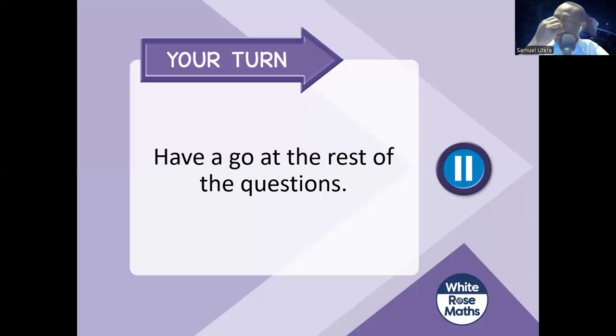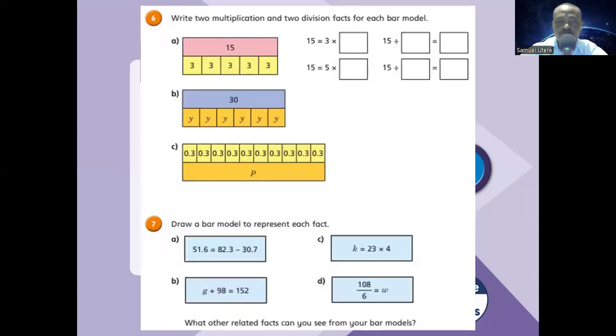Okay. What we've learned so far is you can gather facts about a bar model, multiplication facts, by thinking carefully, knowing that multiplication is commutative, and you can think about division as grouping or as sharing. Okay, so you can swap the calculations around to represent the facts of the bar model. So pause the video and answer questions 6 and 7.